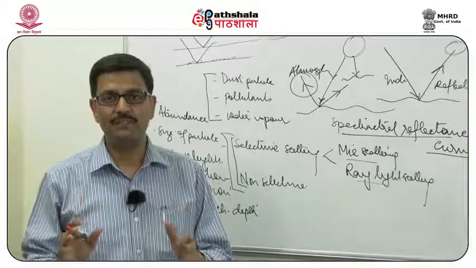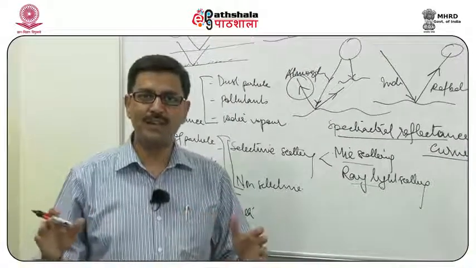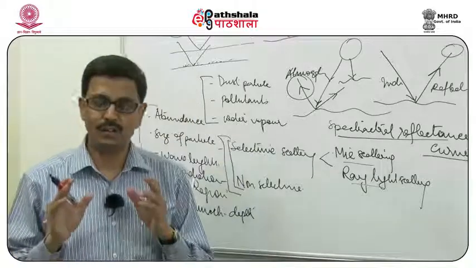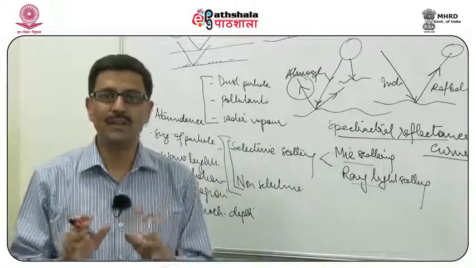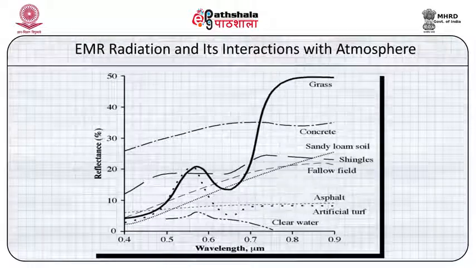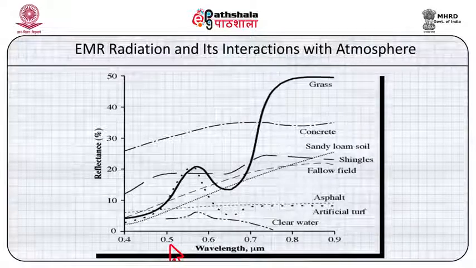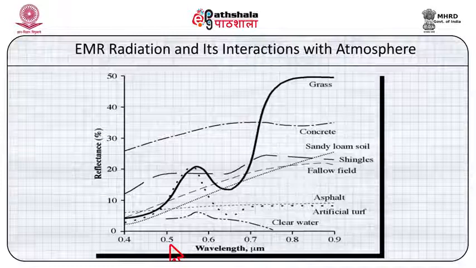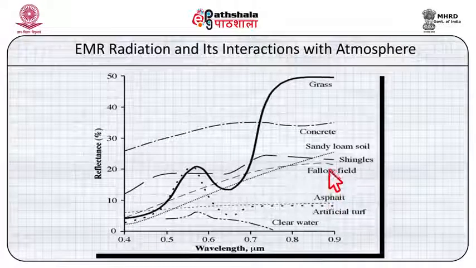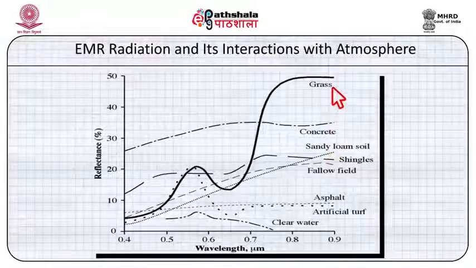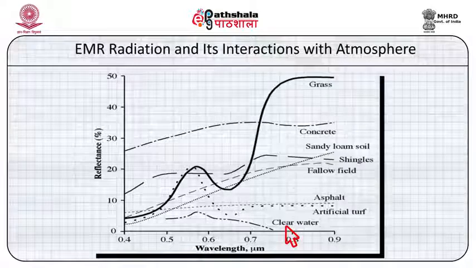We can understand it clearly in figure 5, because different objects behave differently, as I have already told you before. So, let us see figure 5, which gives a very clear understanding. Figure 5 shows the wavelength region from 0.5, where we have different objects, for example artificial turf, asphalt, fallow land, sandy loam soil, concrete, grasses, and the water bodies, clear water bodies and turbid water bodies.